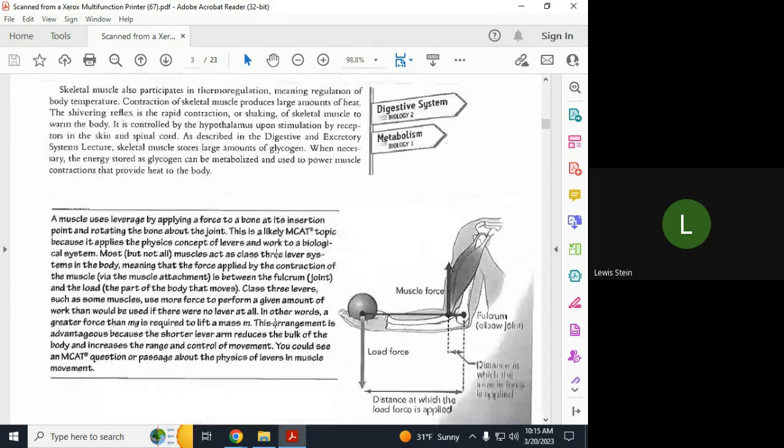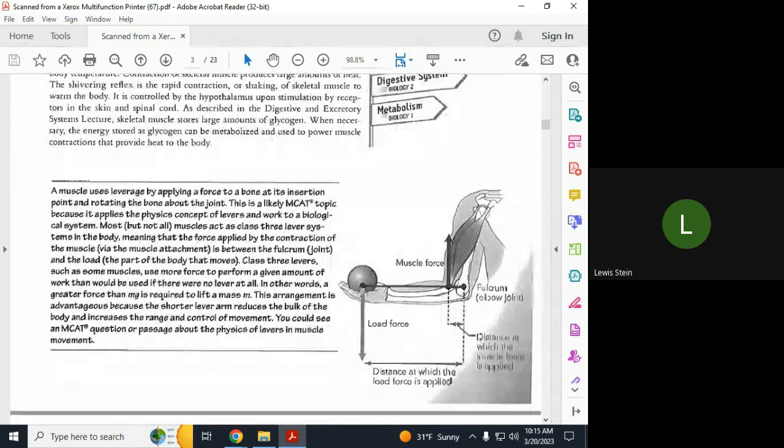This is the leverage portion of it. You can see, and that's when they're talking about load, and it has to do with where the fulcrum is. So, like your elbow, what kind of a lever is that? I can't really describe that to you, but they're describing it. That's why I wanted to remind you about it, and I'll remind Dr. Buxton about it. Likely MCAT topic.